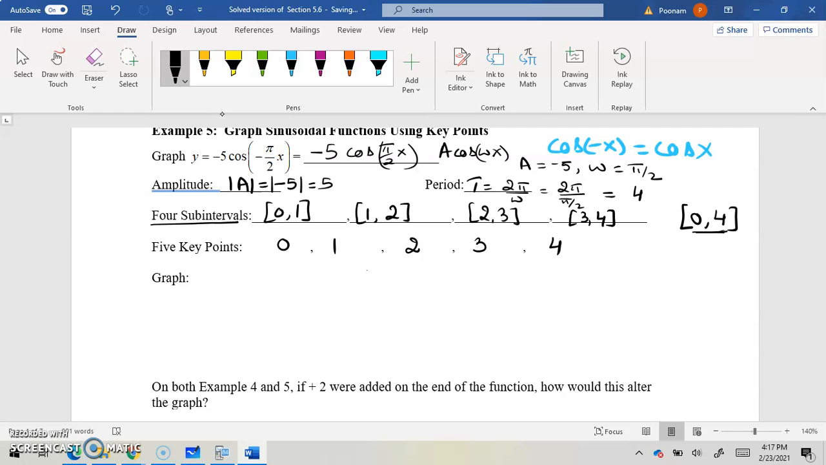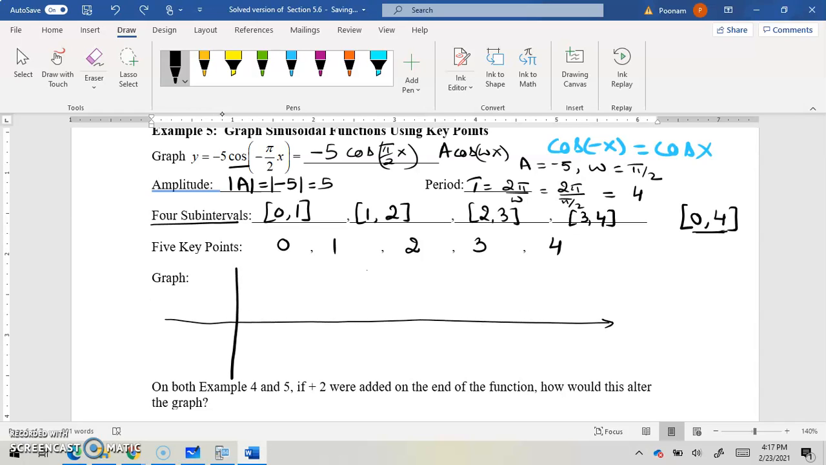Now, let's see what we know. We know that this is a cosine graph and there is a negative, so it has to be reflected. Okay, so this is the x-axis, we have the y-axis. The amplitude of the graph is 5. That means the highest it goes is 5 and the lowest it goes is negative 5.